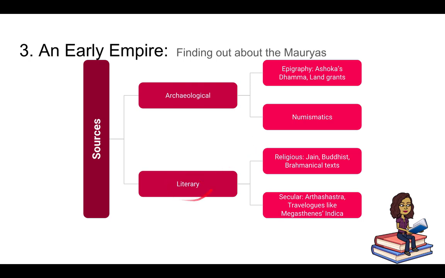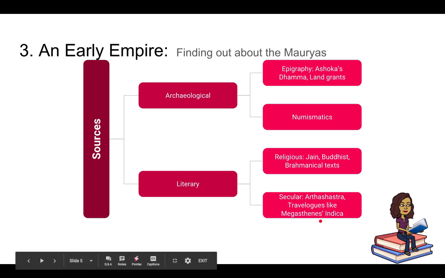We now come to the literary sources. Again, a huge variety of literary sources, which can be further subcategorized as religious and secular. Under religious texts, you have Jain and Buddhist and Brahmanical texts. And under secular texts, you have the Arthashastra written by Kautilya, which gives us a glimpse into the administration of the Mauryan Empire. And also, most importantly, Megasthenes' Indica.